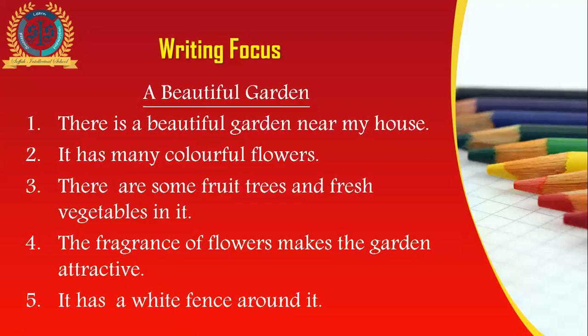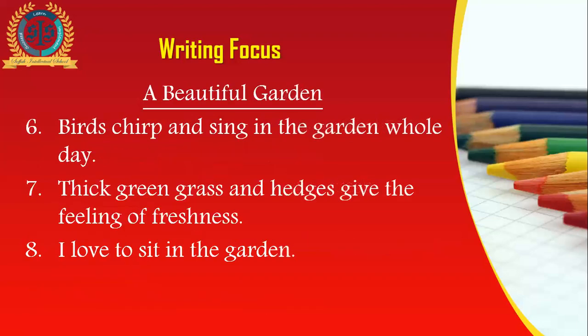Number 5, it has a white fence around it. Number 6, birds chirp and sing in the garden the whole day. Means that it is full of birds the whole day, and birds chirp, like they make noise and they sing and like they speak, and they stay in the garden.